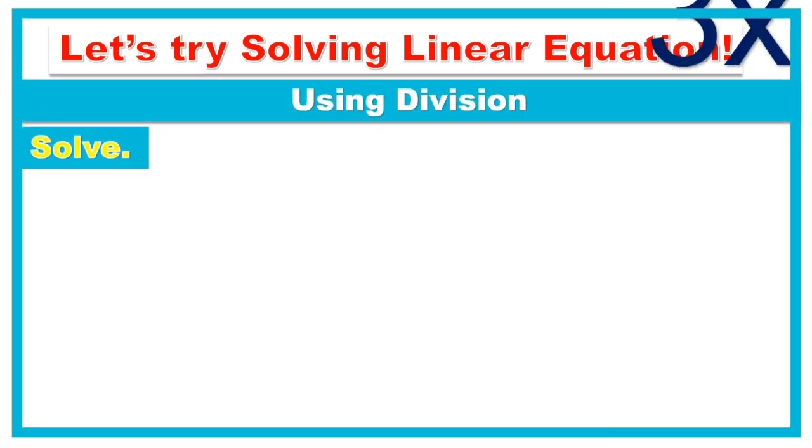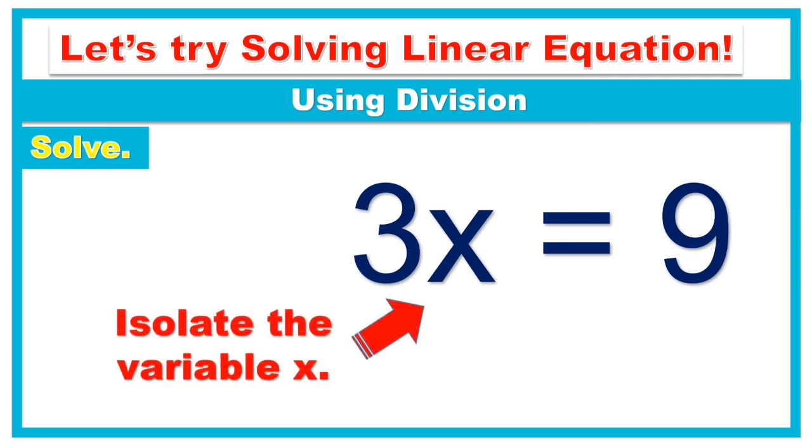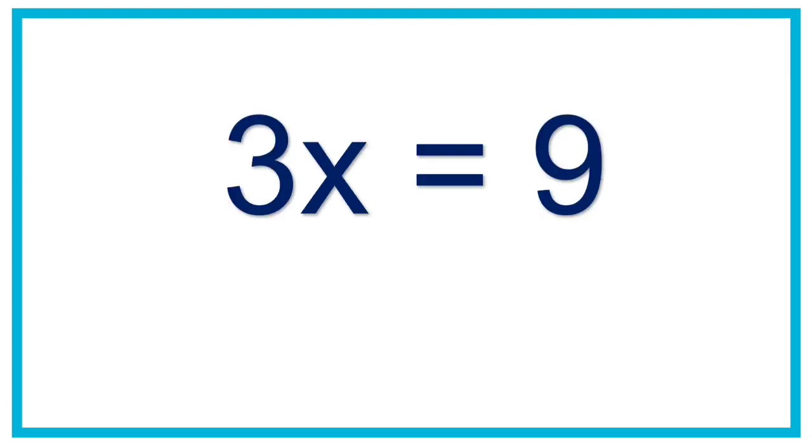Let's try to solve 3x equals 9. 3x equals 9. How are we going to solve this equation? Again, we are going to isolate the variable x. Since this equation uses multiplication, we are going to undo the operation by dividing.